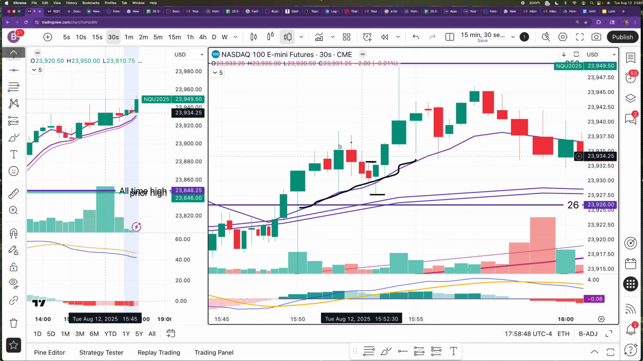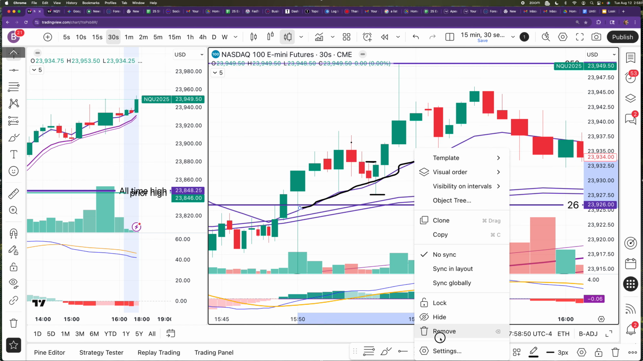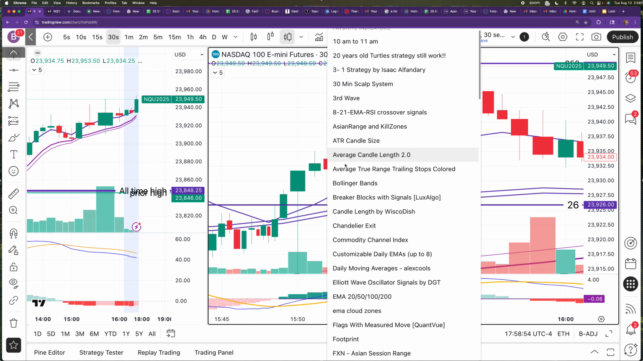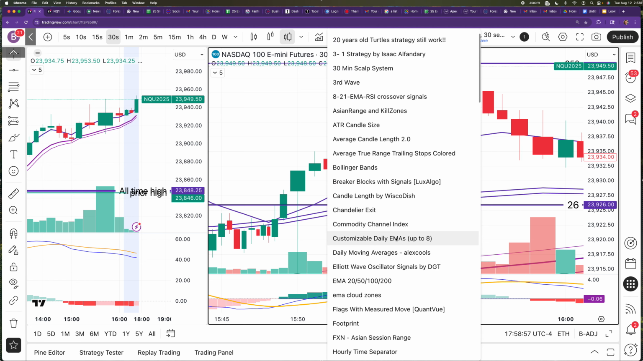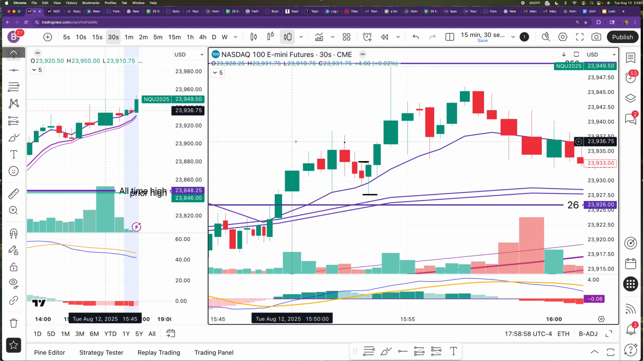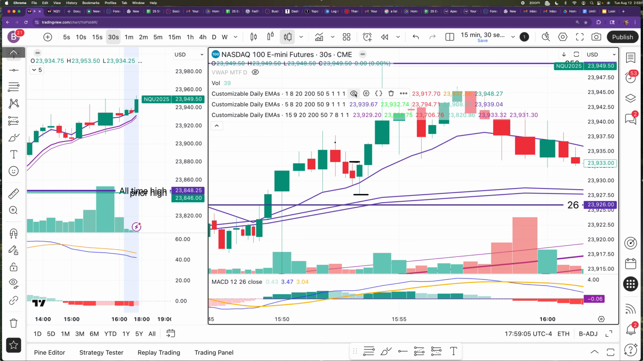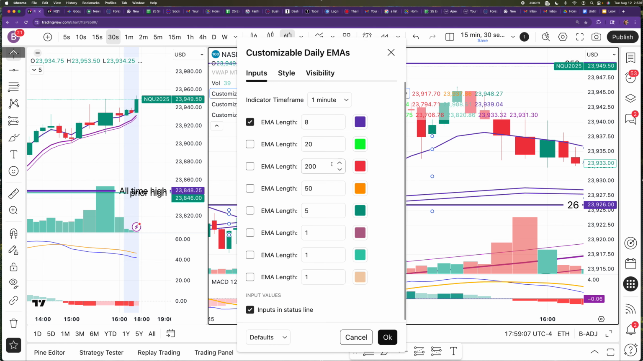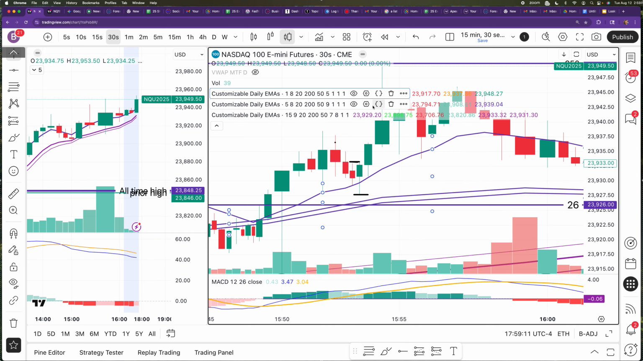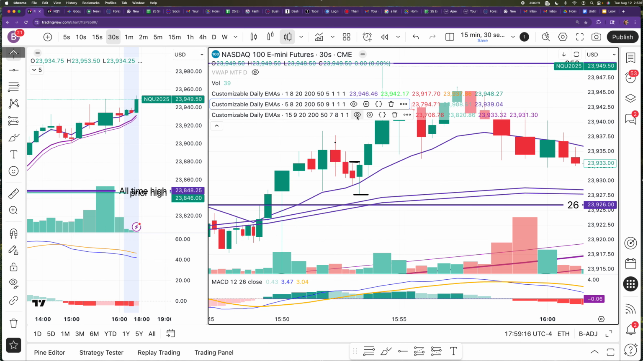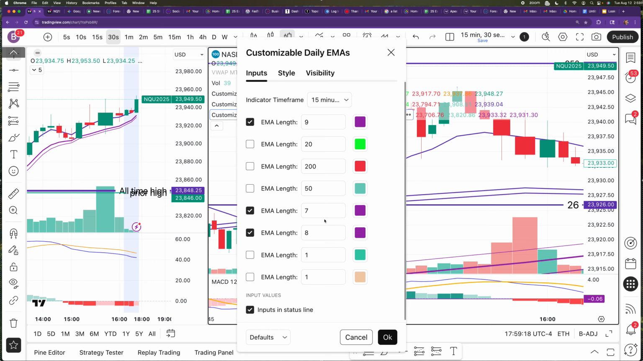So again, that's the customizable daily EMAs, and I can have up to 8 within any indicator. So I have 3 instances of that. One of them, like I said, is the 8 for the 1 minute. The next one, I have 2, the 8 and the 9, okay? And then the third one, I have 3, the 7, 8, and 9.